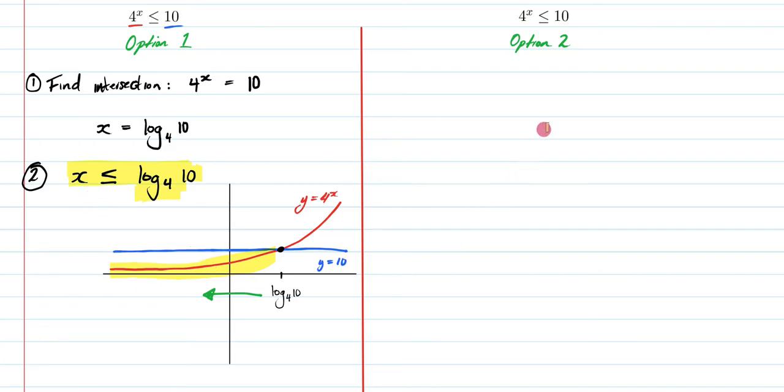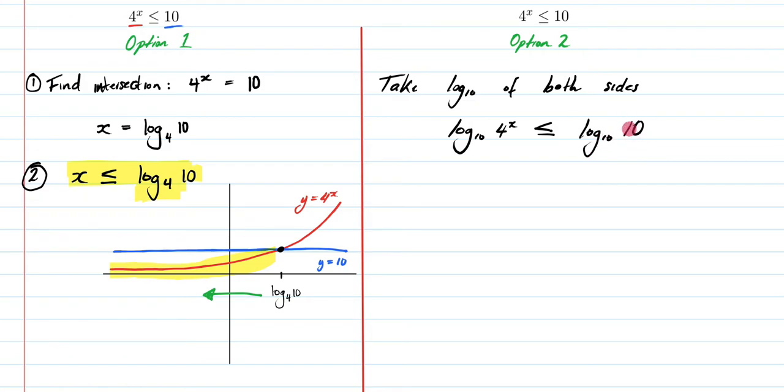Okay, let's now go through option 2. This is another way we can approach this problem. Now, this other way that we're going to do it is we're going to take the log of both sides. I'm going to say take log. It can be taking the log of anything, but I'm just going to do log base 10 of both sides. So that means it's going to be log base 10 of 4 to the x. Now remember, it's an inequality, that's important. Log base 10 of 10.